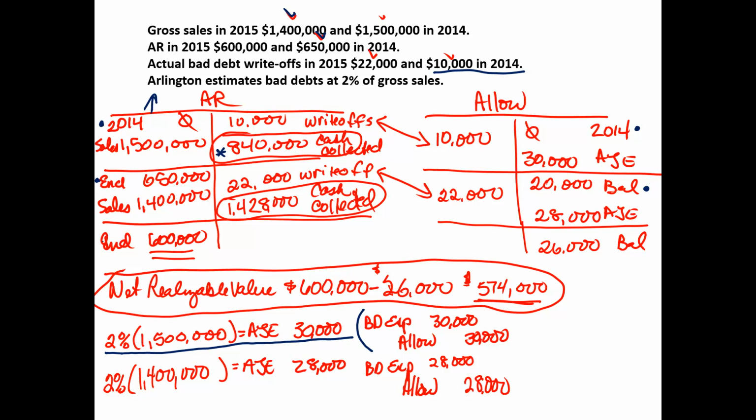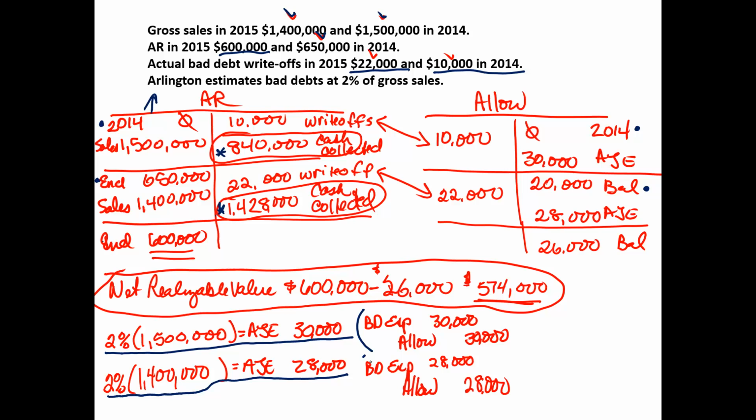In 2015, we had sales of 1.4 million and we had write-offs of 22,000, and we are told that our ending balance is 600,000. So again, I could figure out how much cash I collected from customers that year if I wanted. The adjusting journal entry is going to be 2% of gross sales, or $28,000.